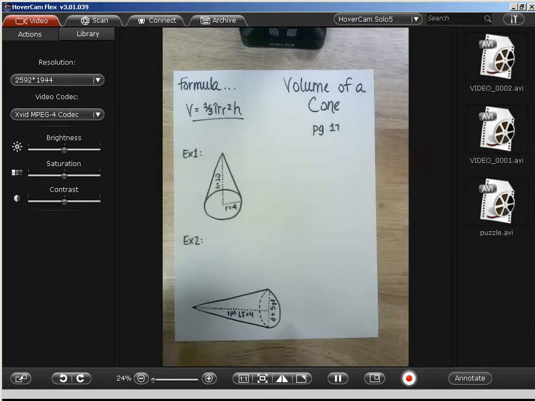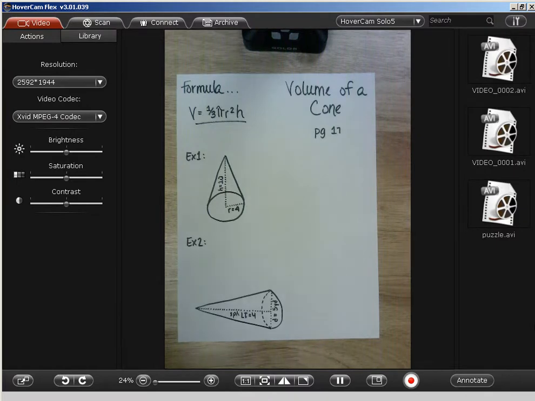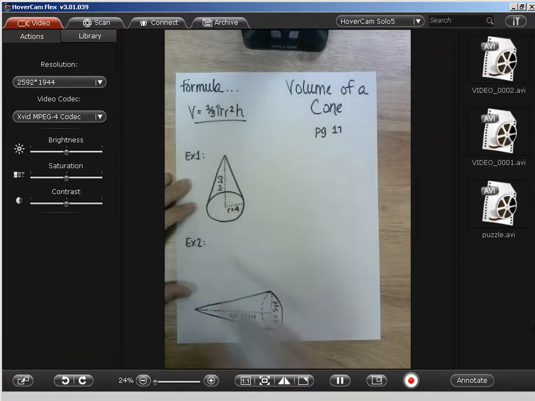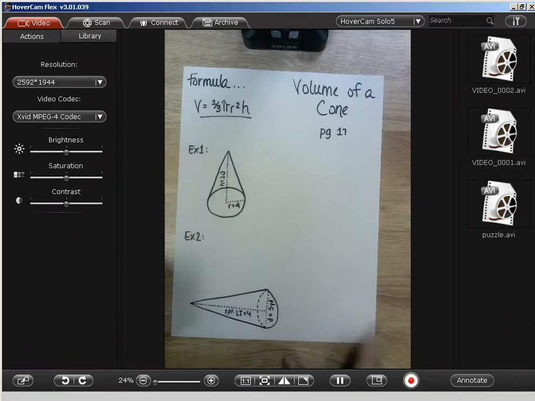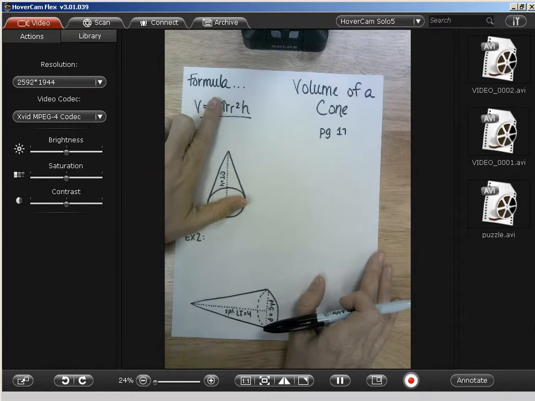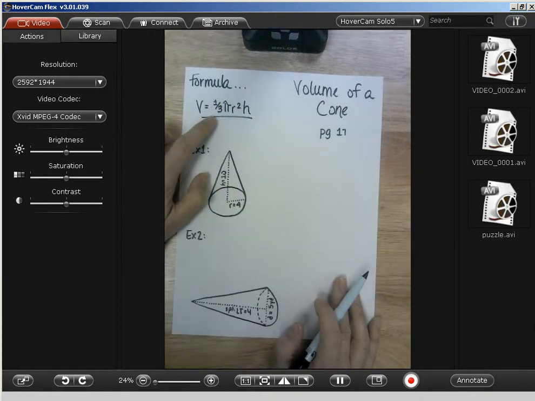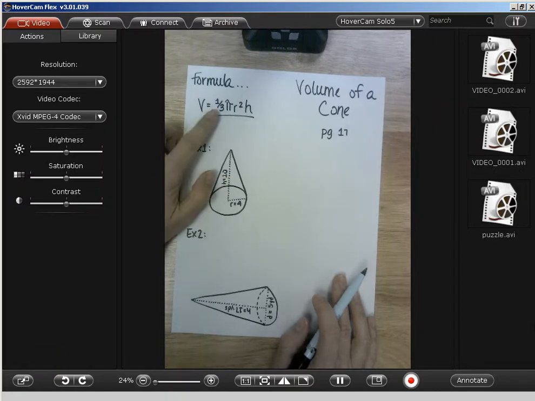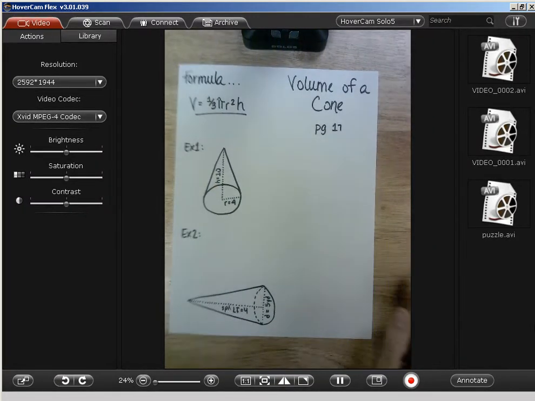So if you remember from the cone video, a cylinder with the same circular base and the same height was filled 1/3 of the way with the cone that matched it. So our formula for the volume of a cylinder was pi times radius squared times height. So for that cone, we're just going to take that and multiply it by 1/3, which is the same as dividing by 3.